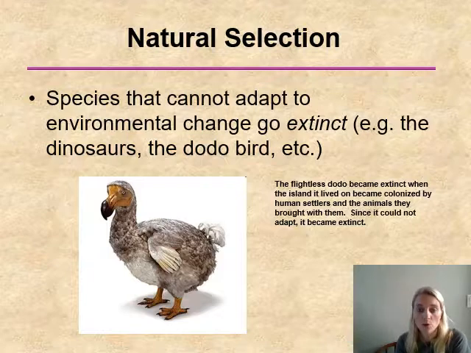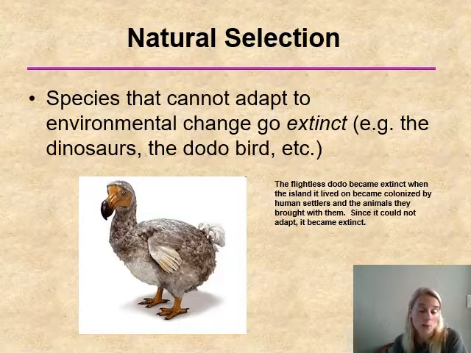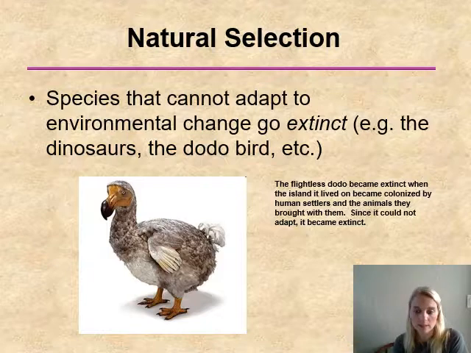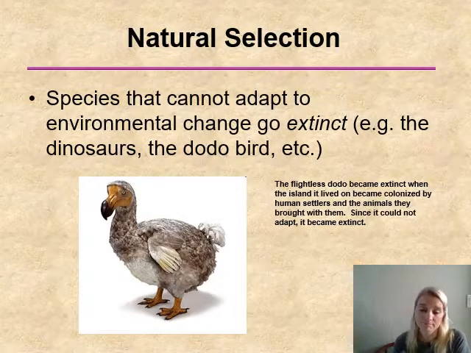There's a picture of the dodo bird. In this case, they were not able to adapt to get away from new predators, and the new predators were humans moving to these islands. Because they were large flightless birds, they were slow, they could not get away from these new human predators. Their population numbers just tanked, and then they all were gone.